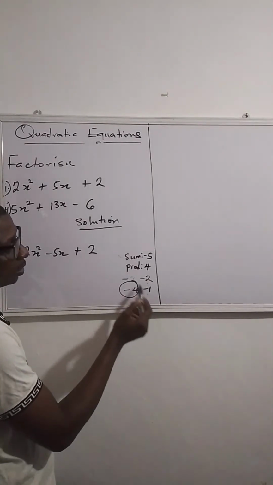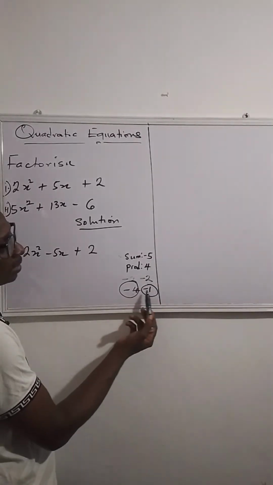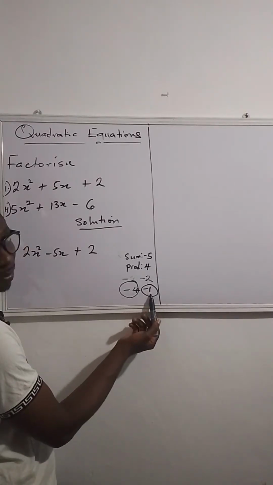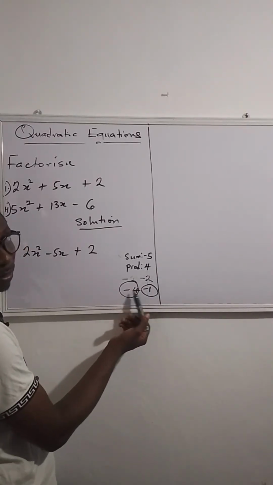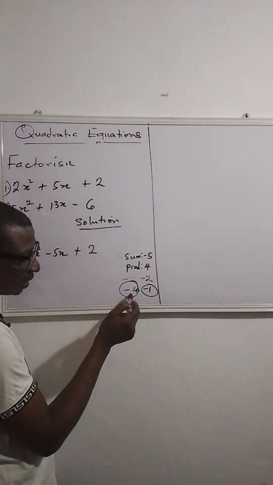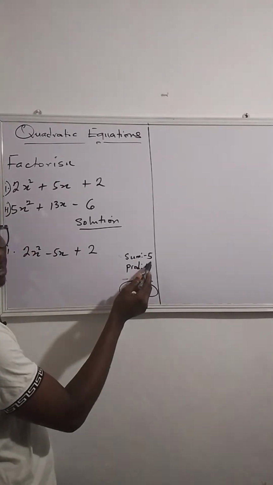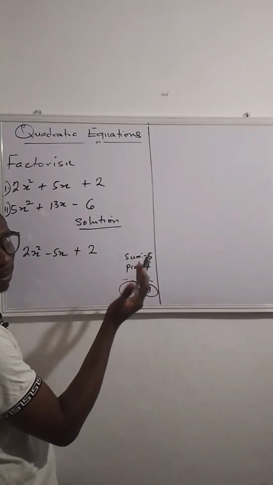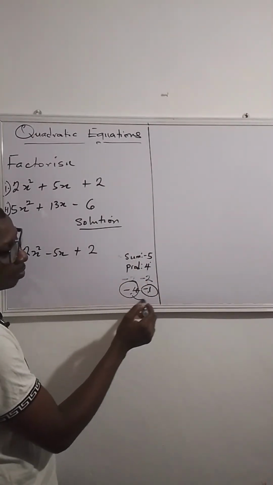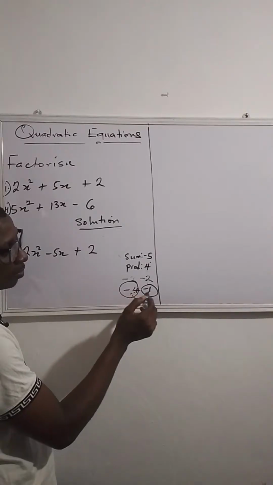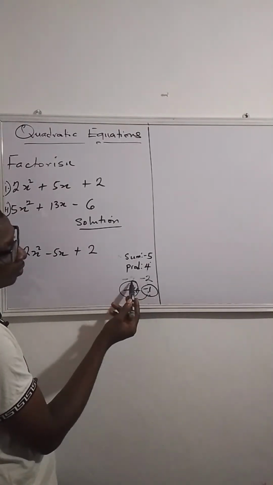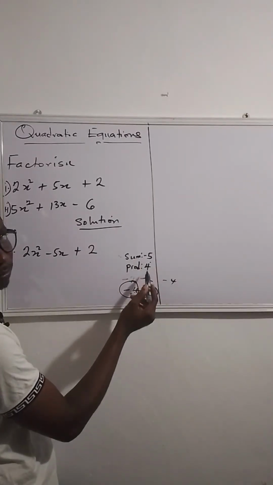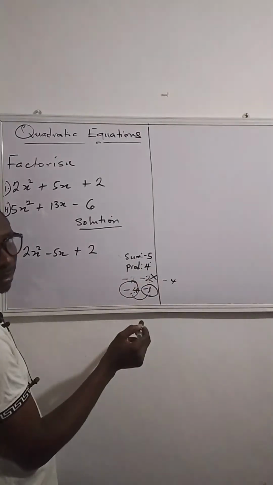Let me see. When you look at this, if you multiply this and this together, you have 4. Minus 4 times minus 1 is plus 4, because minus times minus is plus. Now when you add this and this together, you have minus 5. Minus 4 minus 1 is minus 5. So that means the two numbers are minus 4 and minus 1. If you add the other pair together, it's going to give you minus 4, which is not the sum. So that means we discard this.